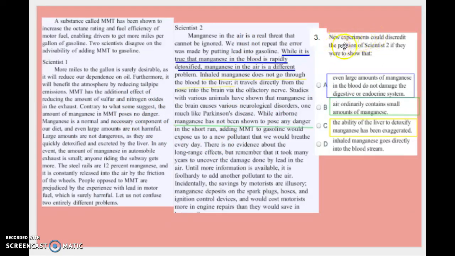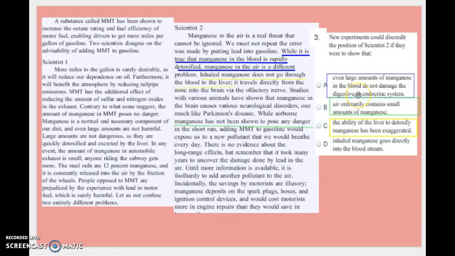So I like to read the question. New experiments could discredit the position of scientist 2 if they were to show that. So basically, what evidence here would discredit only scientist 2? So we're only really concerned with scientist 2. So you need to understand his point of view. And his overarching point is that we're not sure about manganese being in the air because it might go directly to the brain.